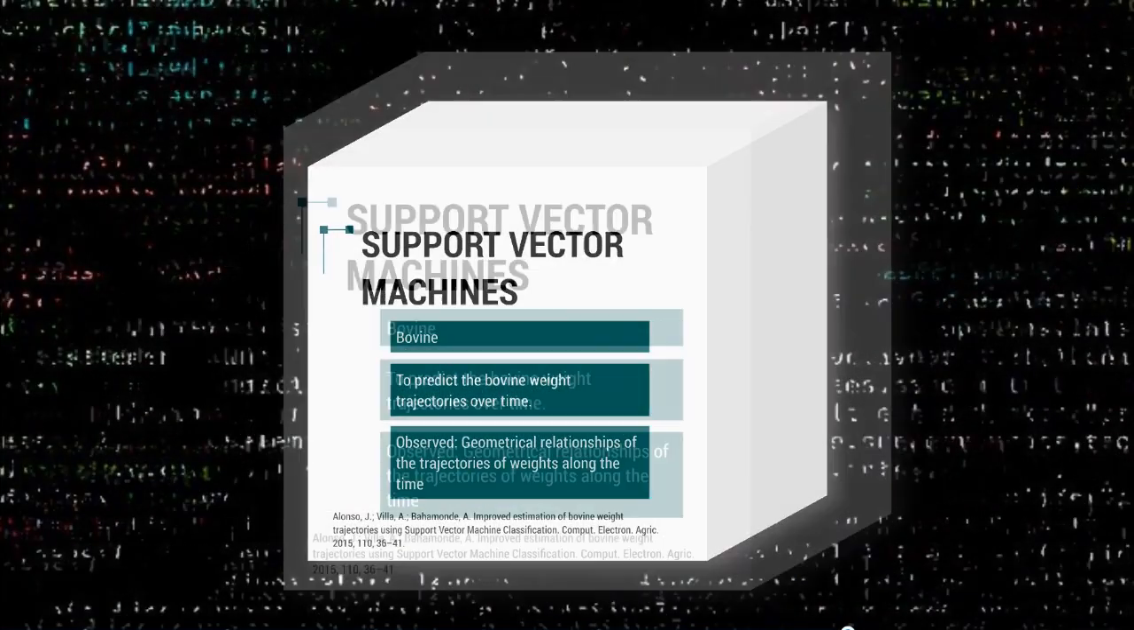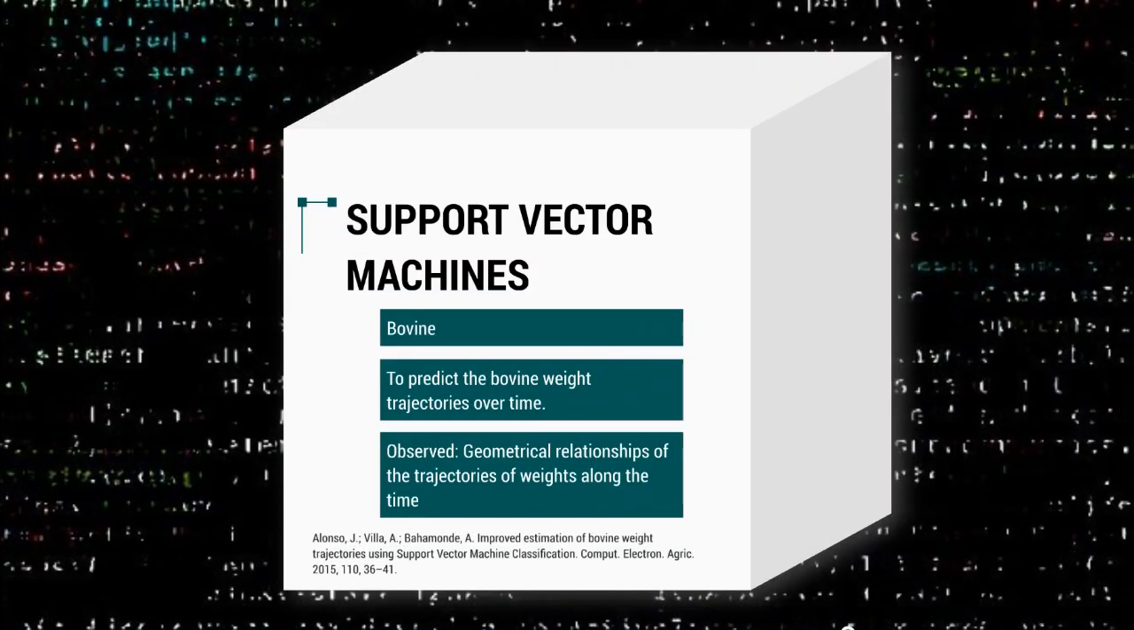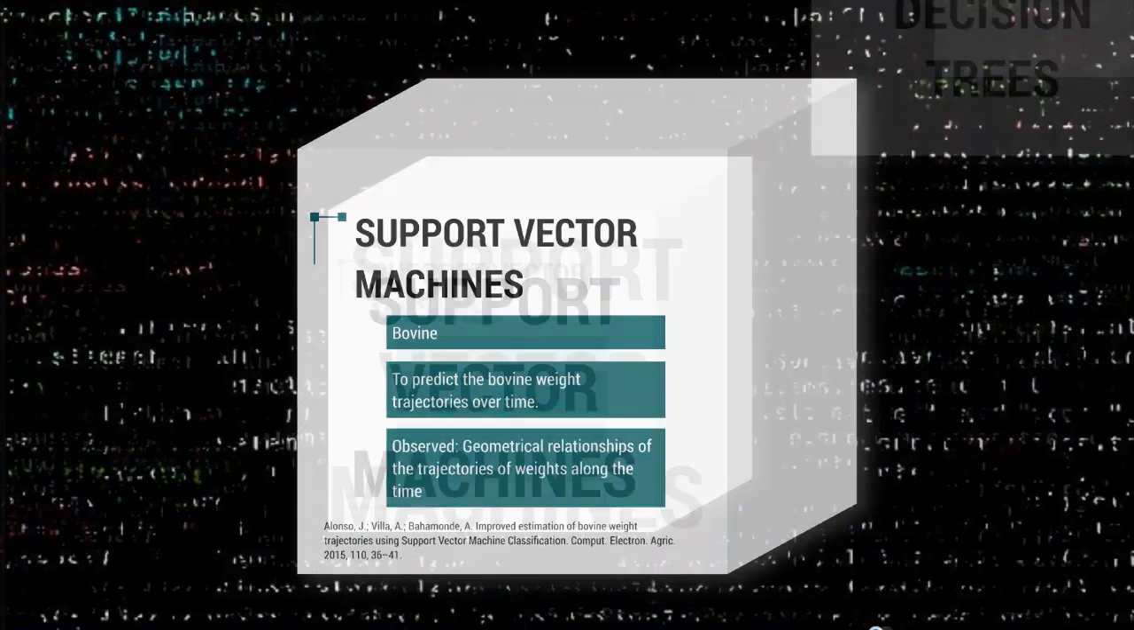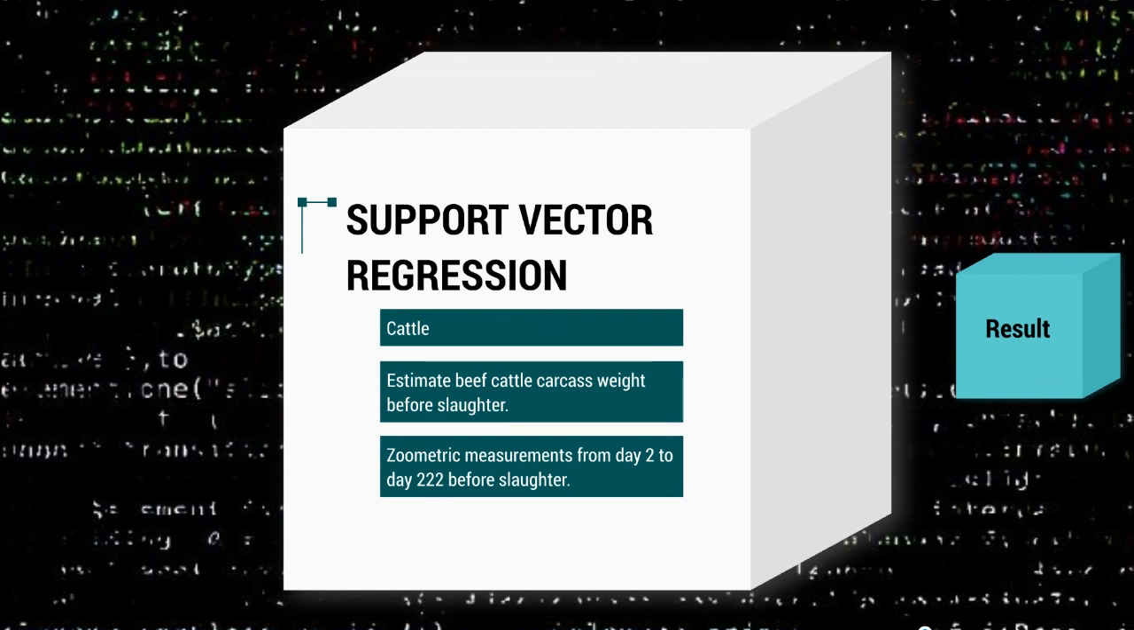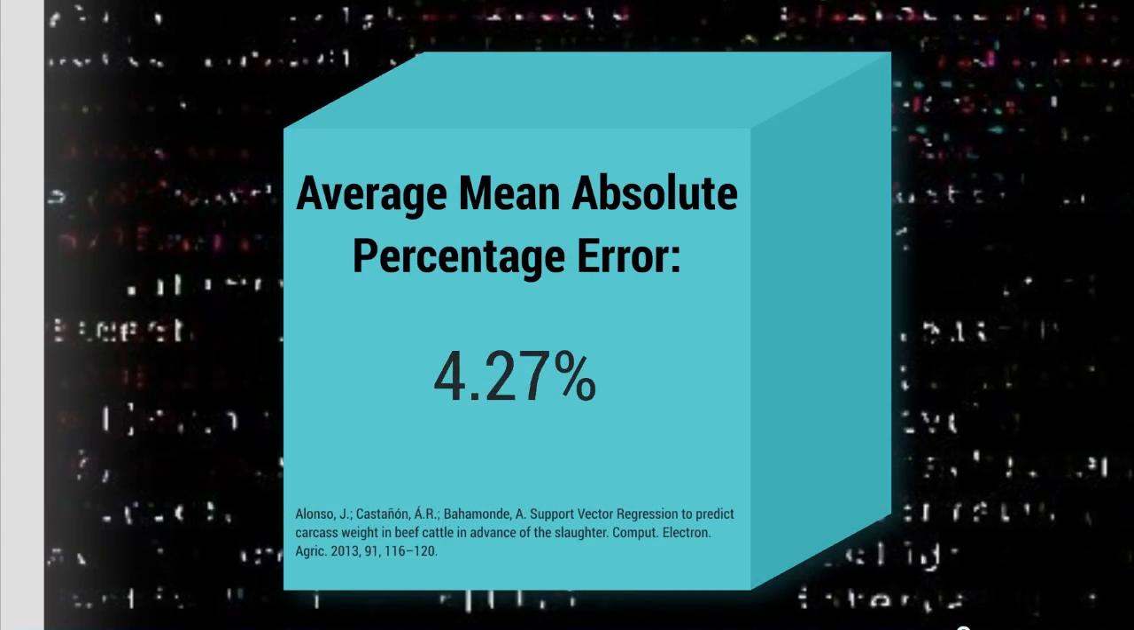While for bovine, the geometrical relationships of the trajectories of the rigs are being learned along the time by the models. Based on the geometric measurements of cattle, the carcass weight of beef cattle is being estimated using the SVR approach before slaughter. The average mean absolute percentage error is very low, at 4.27%, which is highly accurate.